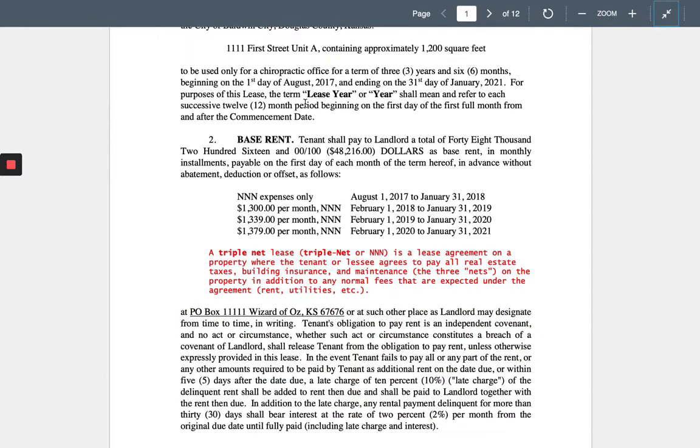Lease year, or year, they're talking about not a calendar year that would run from January through December, but a year meaning whenever the date that it starts through the 12-month period.